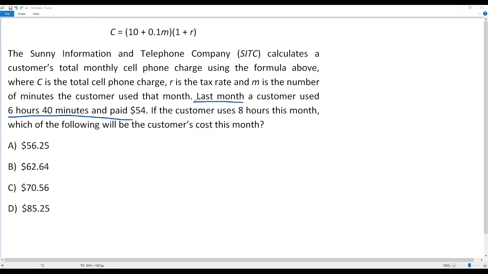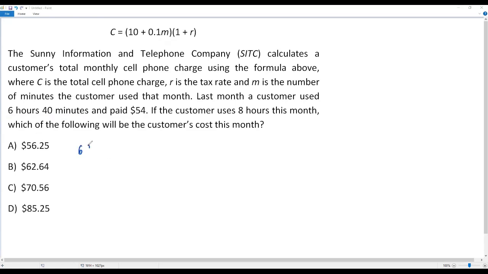That is, last month a customer used 6 hours 40 minutes and paid $54. So this is the cost for the customer last month. We have to plug in this 54 for C. And here we have the time, and we have to plug in this time for M. But if I want to plug in the time for M, it has to be in minutes because M represents a number of minutes. Here we have the time in hours and minutes, so we have to get this complete time in terms of minutes.